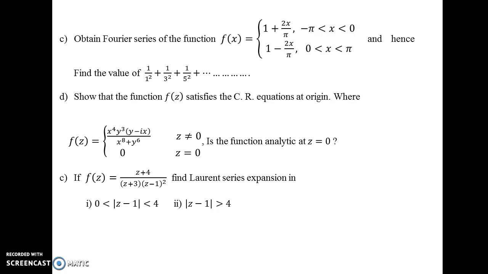Next question, f(z) is equal to (z plus 4) upon (z plus 3)(z minus 1) whole square, Laurent series. In this question, first write the partial fraction a upon z plus 3, b upon z minus 1, c upon (z minus 1) whole square. Then apply partial fractions, and then convert z plus 3 as z minus 1 plus 4, and according to conditions, we will find out Laurent series using the binomial expansion.